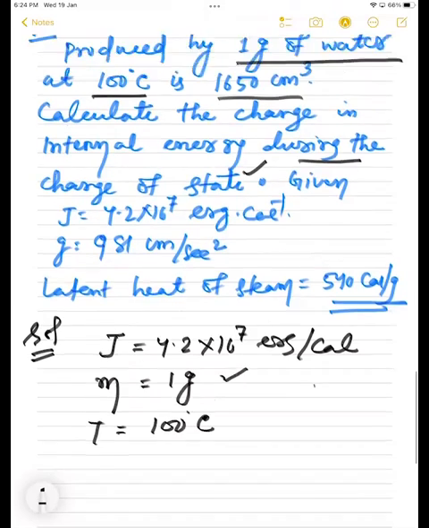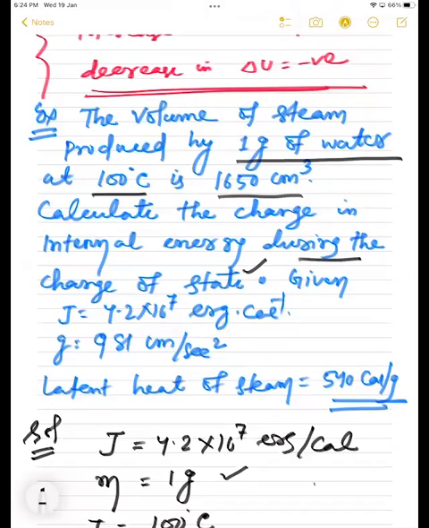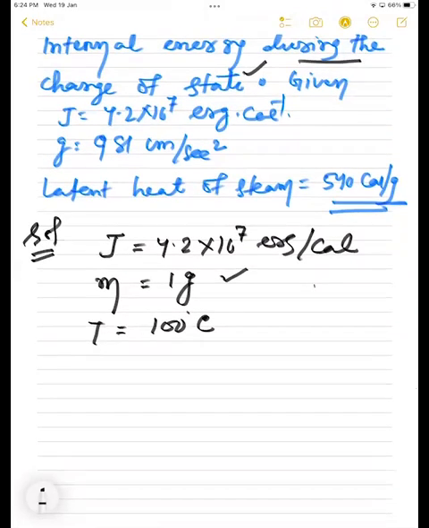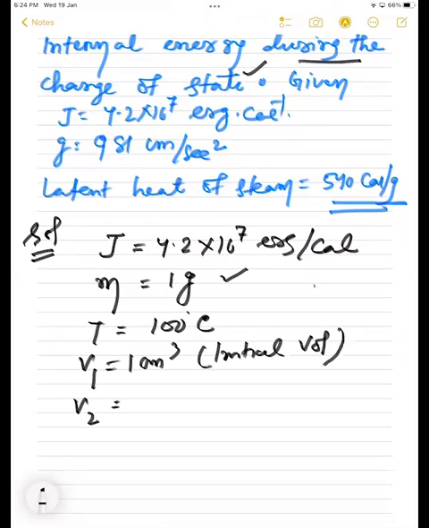Initial volume how much, student? See here. 1 gram of water at 100 degrees centigrade is 1650 centimeter cube. Calculate the change in internal energy during the change of state. Let's take that initial volume is 1 centimeter cube, and V2 is how much? 1650 centimeter cube. That is final volume, right? And next is given acceleration due to gravity, that is 981 centimeter per second square.